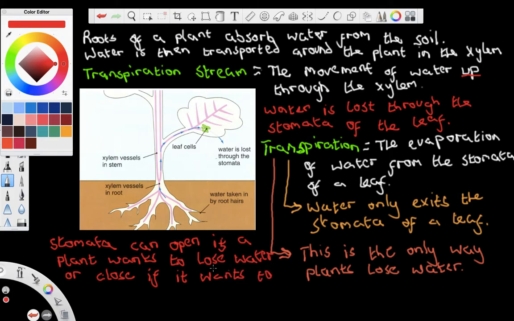Wants to save water. Okay, so we've said so far that the roots of a plant absorb water from the soil.